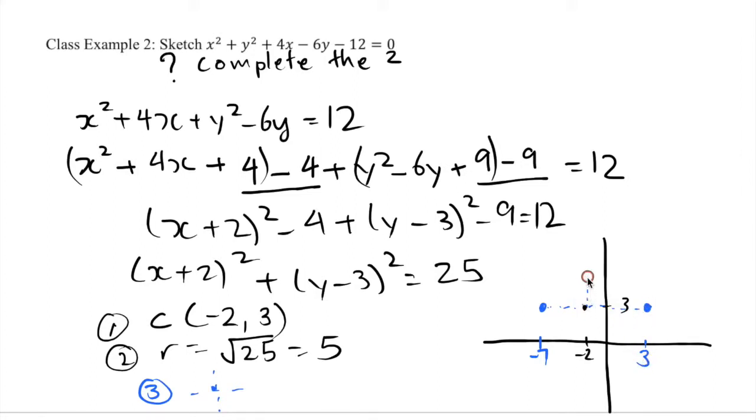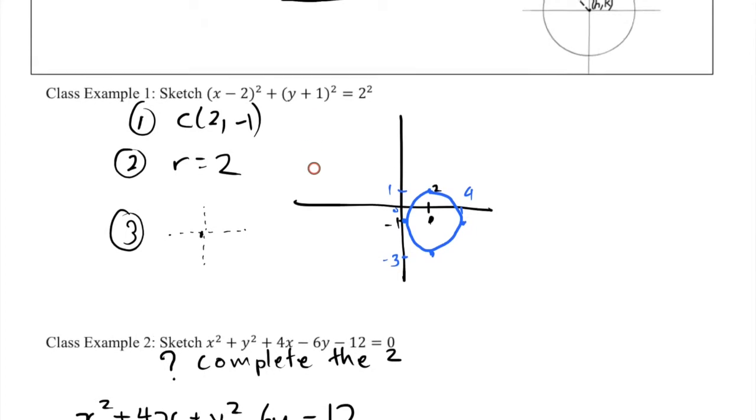Then you go vertical. 3, not -2, we take 3 plus 5 gives us 8. Then 3 minus 5 gives us -2. So those are our 4 dots, and you can just join them up. Very simple, and you get your circle. Nicely done. The only difference between this class example and the previous one is to complete the square.